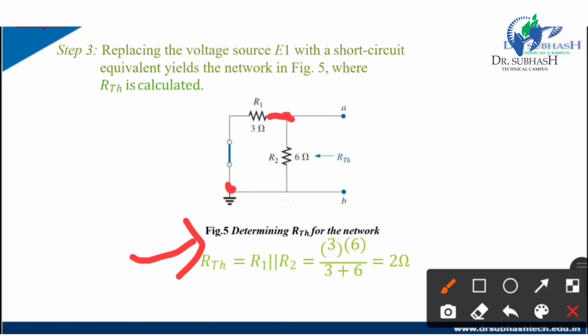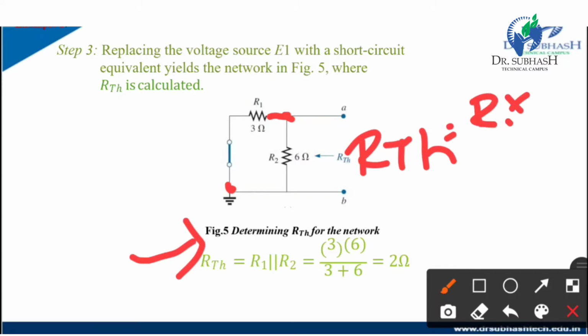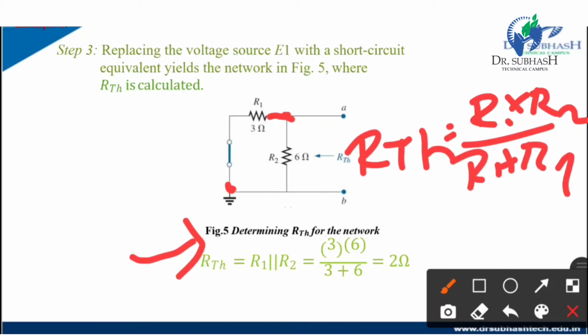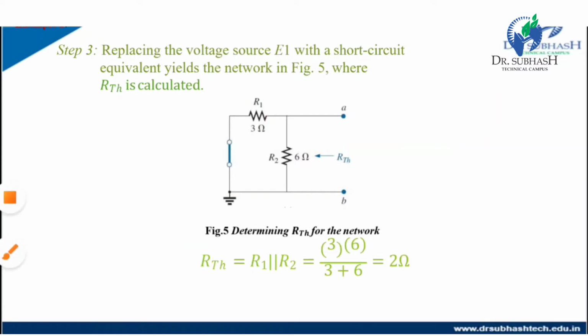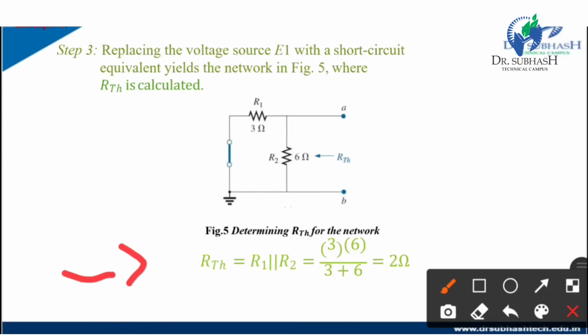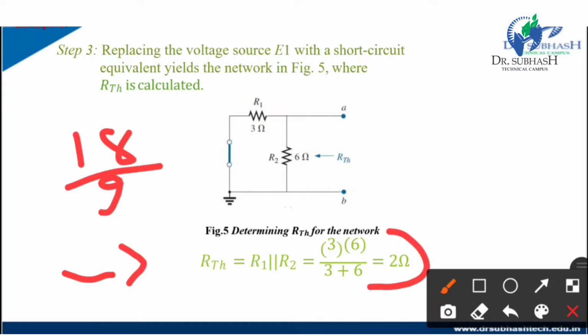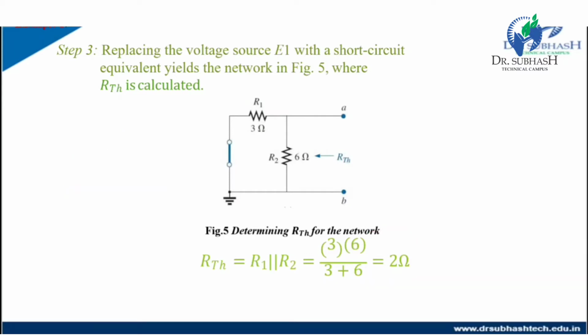So for parallel, RTH equals R1 multiplied by R2 divided by R1 plus R2. So simply RTH equals 3 multiplied by 6 divided by 3 plus 6. 3 multiplied by 6 is 18. 3 plus 6 is 9. So 18 divided by 9 is 2 ohm. So it is easy to find RTH, and we get RTH equal to 2 ohm.